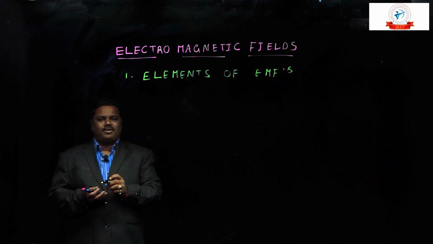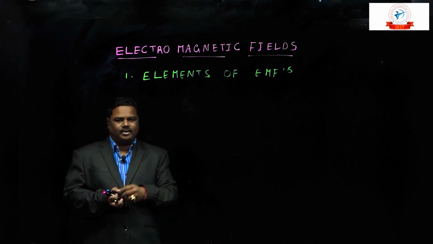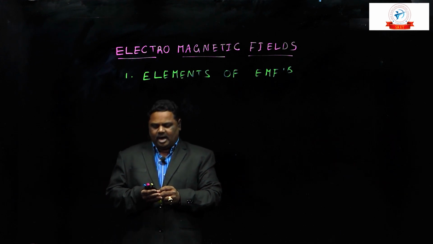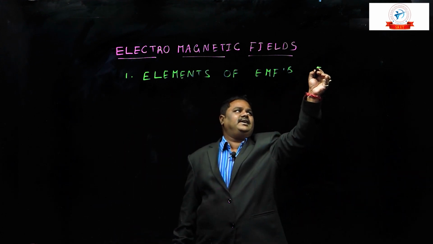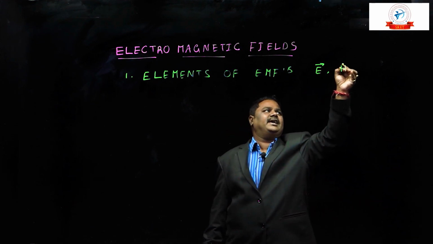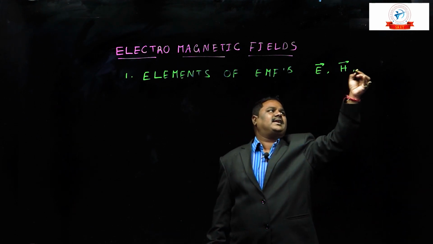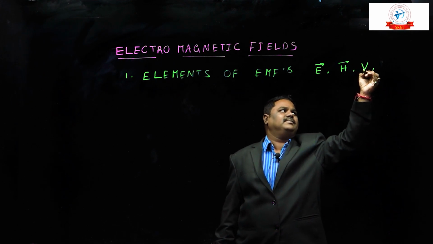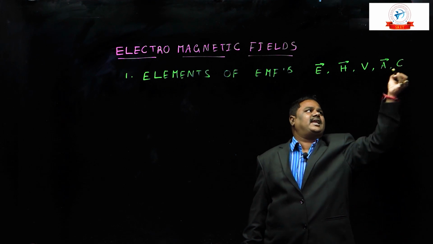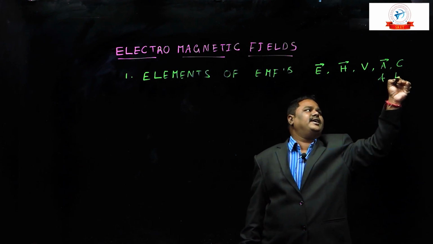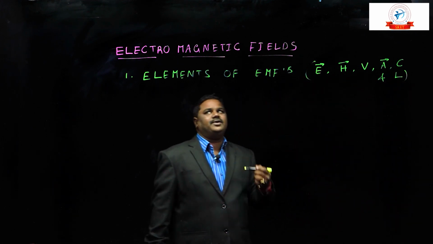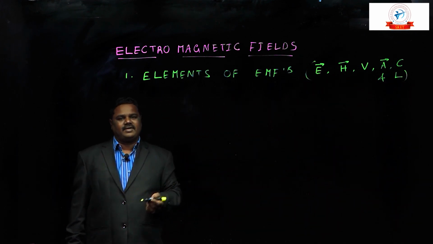In these elements of electromagnetic fields, we are going to learn what is meant by electric field and what is a magnetic field, and how to calculate this electric field E bar and how we calculate magnetic field H bar, and also how we calculate electric potential and magnetic potential A bar, and capacitance calculation and inductance calculation. These are the concepts we are going to learn in the first chapter called elements of electromagnetic fields.